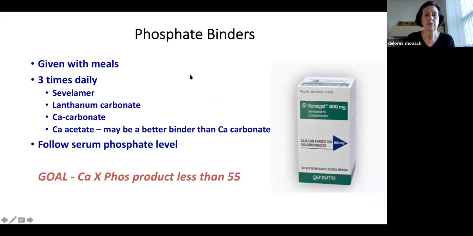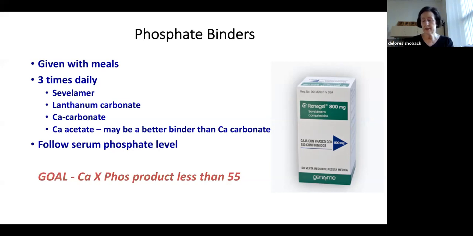Okay. So the phosphate binders, this is a picture of just one of them. They're given with meals because that's when the phosphorus is coming in. Here are some of them: sevelamer, lanthanum. Calcium carbonate is a phosphorus binder, and calcium acetate is a phosphorus binder. And this is one that's often used in patients with kidney disease. These are also used there. And you want to follow the serum phosphorus level. And the goal is to get that product less than 55. We've talked about that already.